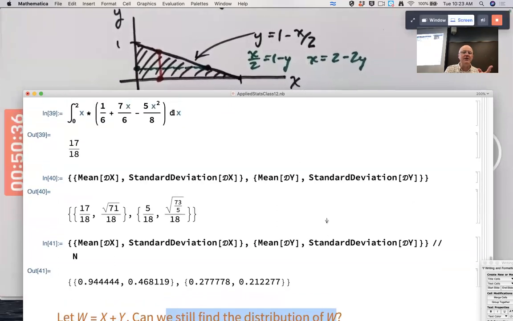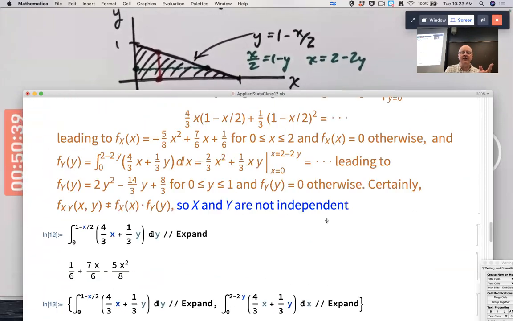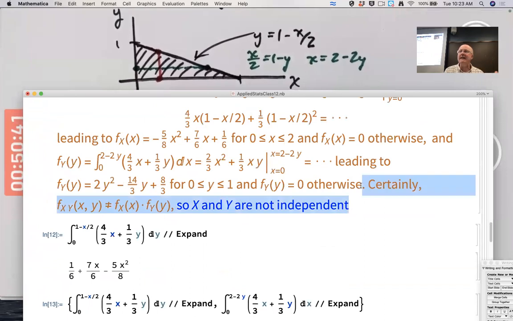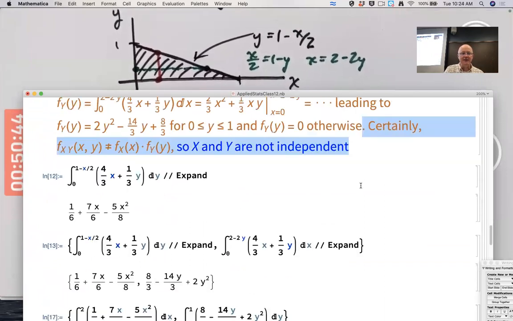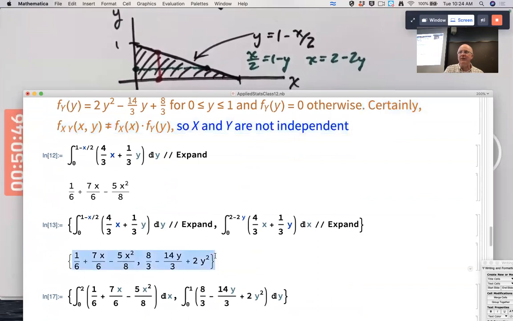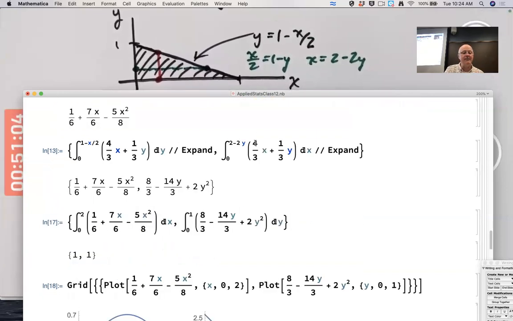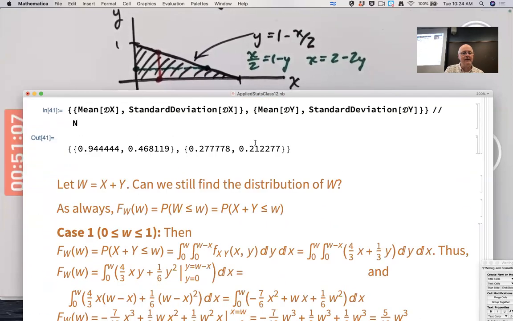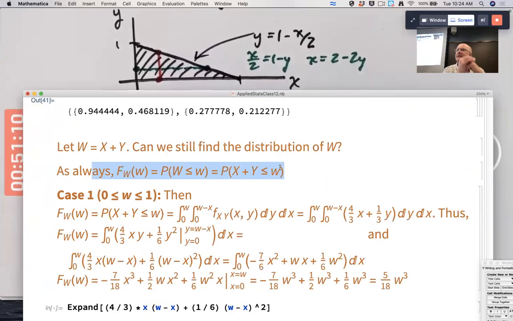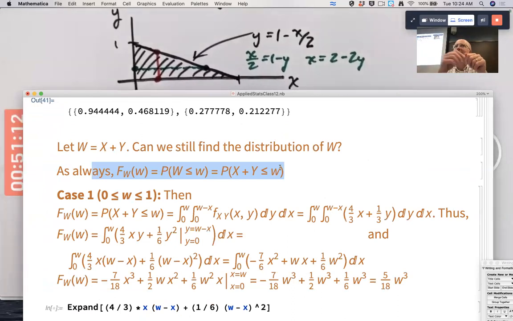Although I forgot to mention, they're definitely not independent. These marginal distributions, if you multiply them, you definitely do not get the joint PDF. The joint PDF is linear, whereas these marginal PDFs are quadratic, for one thing. So they're not independent. So again, I can't use convolution, I can't use independence in any way. But I can still use the CDF method, and I can still compute it ultimately by doing double integrals.